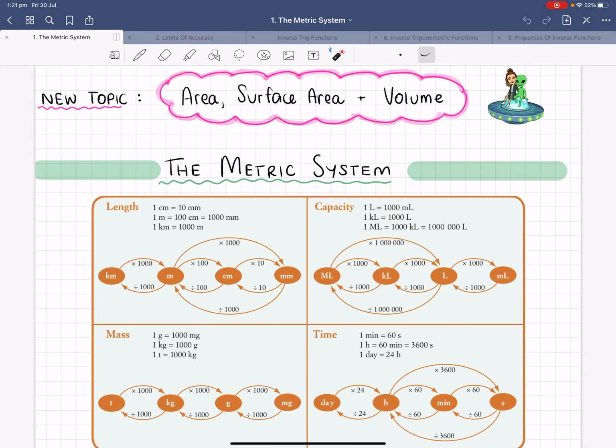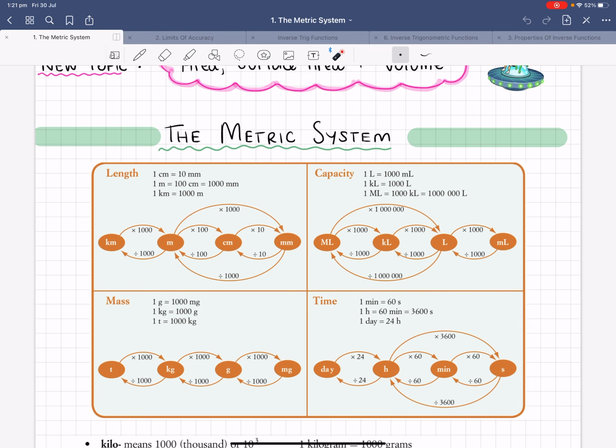Hi guys, so today we are starting a new topic of surface area, area and volume. We're going to start off with the system that we measure all of these in. So we measure using the metric system versus the imperial system, okay? So we use centimeters versus inches, whatever.